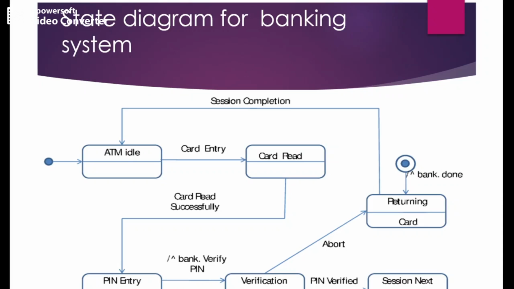Next, let us see the state diagram for the banking system. So we'll take one more example here. Let us begin with the initial state. So this indicates the initial state, and this is your final state.